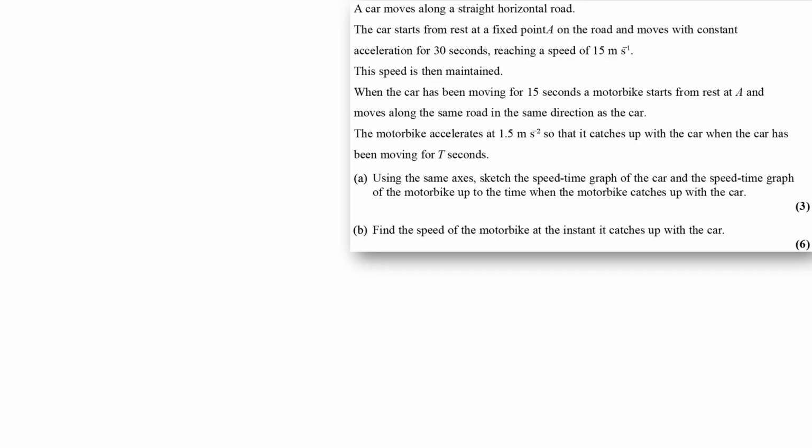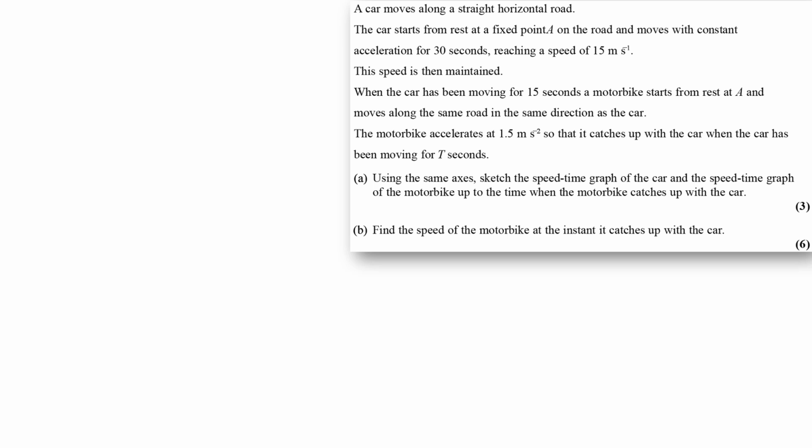In this question, we have a car moving along a straight horizontal road, starts from rest, moves with a constant acceleration for a fixed amount of time, and they give us the speed that it gets to at the end. This speed is then maintained. It means once you've reached that speed, you'll continue at that same speed. So the motion changes at that point from a constant positive acceleration to a zero acceleration. The speed is constant from that point on.